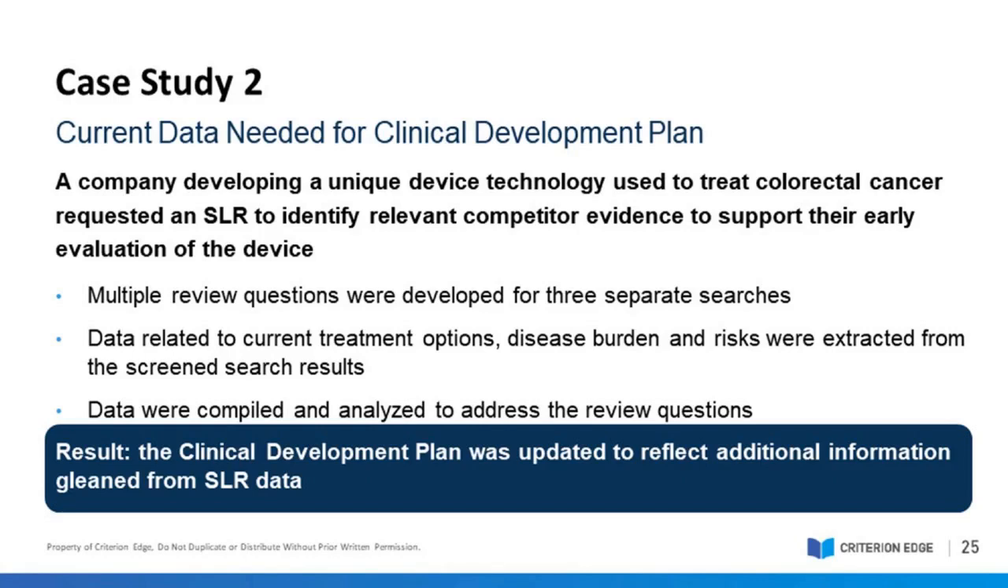The company wanted to conduct an extensive systematic literature review to identify relevant competitor evidence, which was challenging, to support early evaluation of their device and contribute to the clinical development plan. Multiple review questions were established for 3 separate searches. Data related to current treatment options, disease burden, and risks were extracted from the screened search results. There were many hundreds of search results that came out of these 3 searches that needed to be screened. The extracted data were compiled and analyzed to address the review questions, and the result was the clinical development plan was updated to reflect this additional information gleaned from the data.